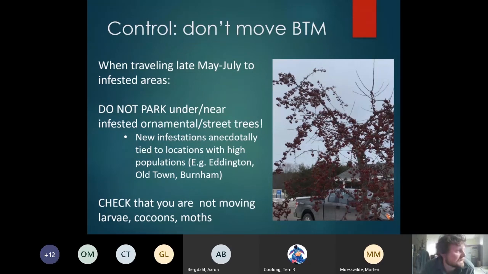Just some notes about moving browntail, especially when you're out doing field work and traveling to many different sites. Try not to park near infested ornamental trees or trees that could serve as hosts, such as parking under oak trees. A lot of these parking lots have ornamental crabapple trees and apple trees. Those are also very good hosts. So try not to park under or near any trees that might harbor these caterpillars.